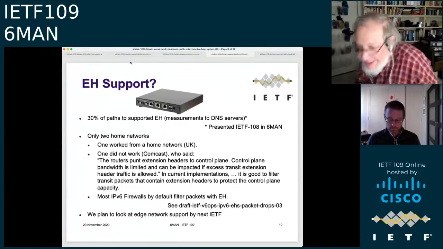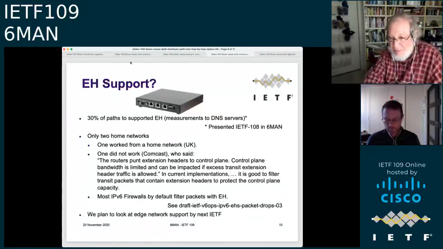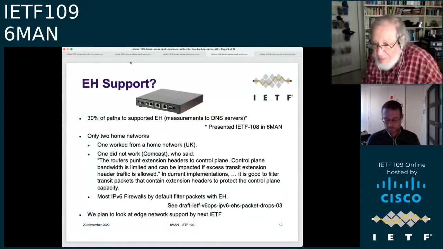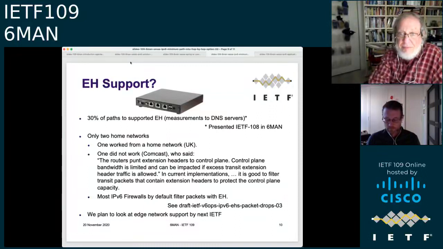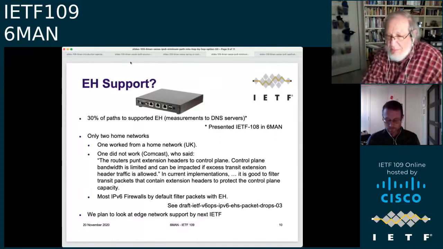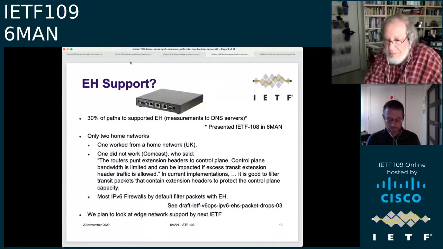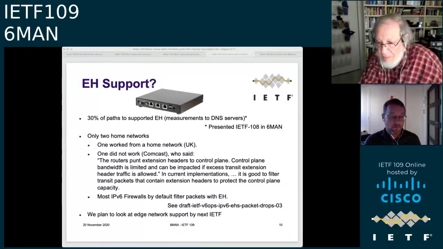The operator was Comcast. I'm really grateful that we had a conversation with Comcast to find out exactly what was happening. And the news was summarized in this quote here. I'll read it so that I don't misrepresent what they said. The routers punt extension headers to the control plane. The control plane bandwidth is limited and can be impacted if excess transit extension headers traffic is forwarded. In current implementation, that means it's good to filter transit packets that contain extension headers to protect the control plane capacity.